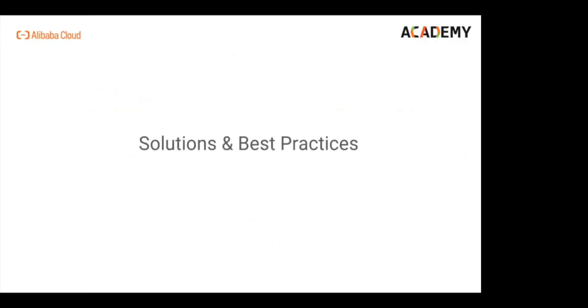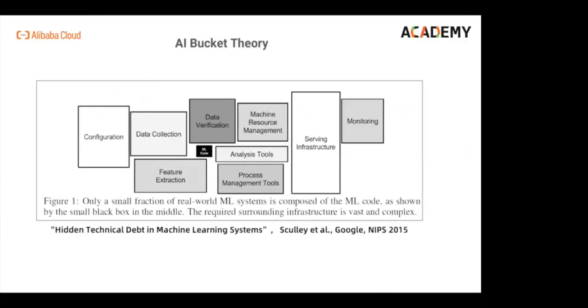In terms of solutions and best practices, the reason we built Pi is to deal with this problem here. So this is from a Scully paper from Google at NIPS in 2015. If you look at this AI bucket theory image from his paper, you'll notice that writing machine learning code is just this tiny, tiny component in the middle. Everything else around it, from data collection to data verification, is in fact where you spend most of your time.